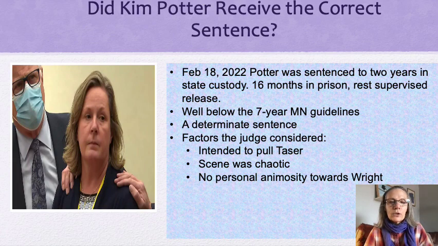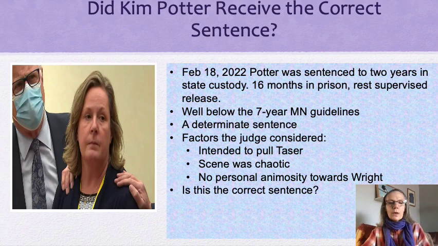And she said that there was no personal animosity towards Wright. As she said at the sentencing hearing, this was a tragic, tragic mistake. And that is what justified the 2 years. So what do you think? Is this the correct sentence? Do you feel like she should have been incarcerated at all? If you feel like this really was an error, a tragic accident, did she deserve to be put behind bars for that?